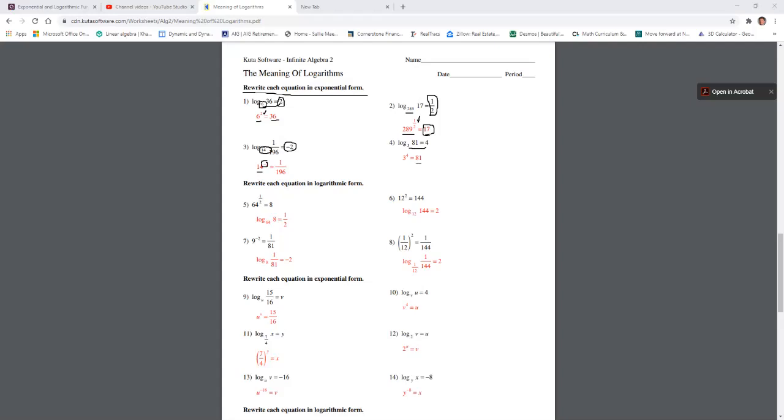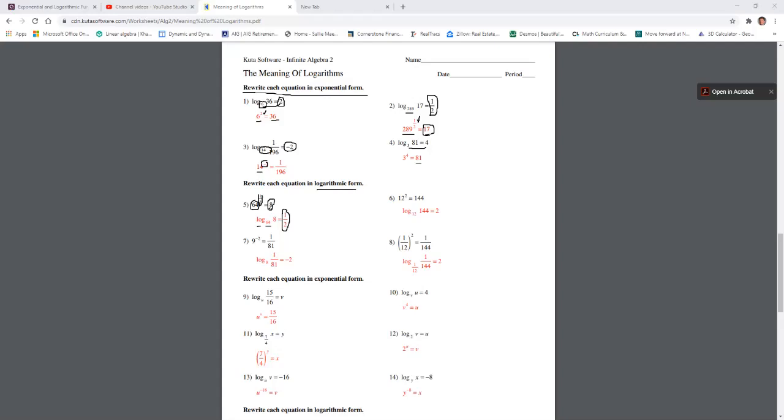For example, if you are asked to rewrite each equation in logarithmic form, that means you're taking it from exponential form to logarithmic form. It's the same process, it's just the opposite. We know that the base is 64. We know that the exponent is 1/2. So it's going to be log base 64. We know that the exponent is 1/2. And we have 8.